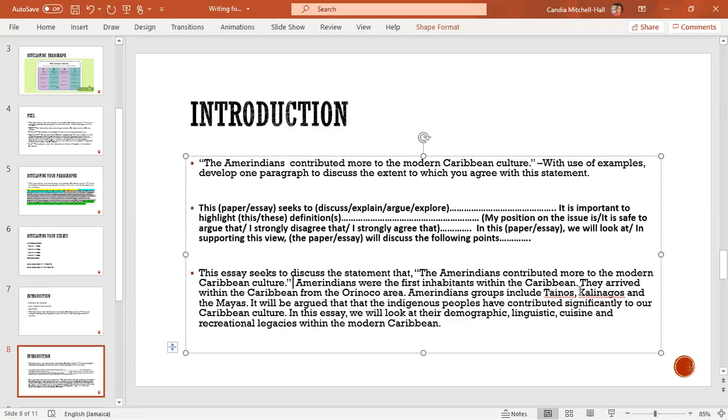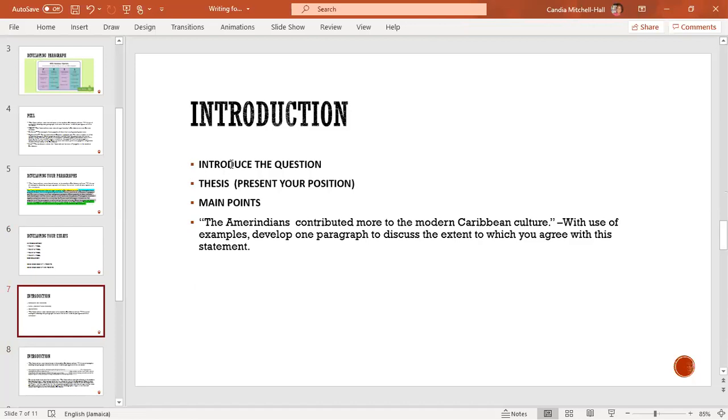Because these were the groups, the Amerindians, who would have settled in the agreed definition of the Caribbean, or the various definitions of the Caribbean. For example, the mainland territories, Bahamas, Jamaica, those areas. So these were the groups who settled within those spaces. Then you continue. The next thing we ask for, so one, you introduce, and by introducing the question, you also define your key terms. My next point in your introduction, very important, is to state your position or your thesis.